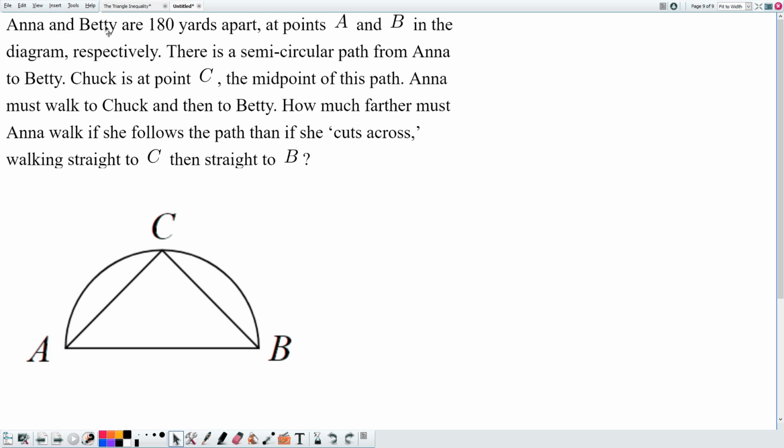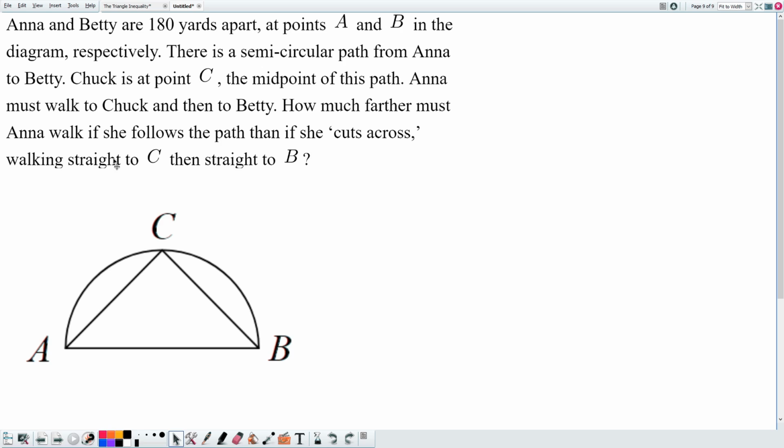Anna and Betty are 180 yards apart at points A and B in the diagram, respectively. There is a semicircular path from Anna to Betty. Chuck is at point C, the midpoint of this path. Anna must walk to Chuck and then to Betty.